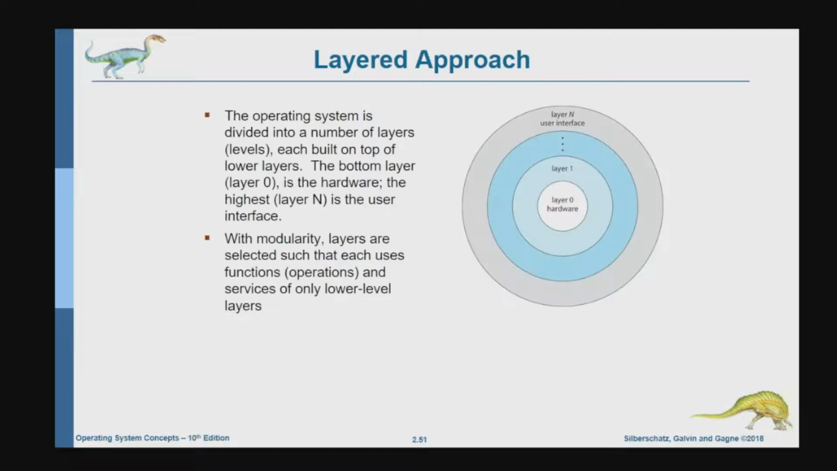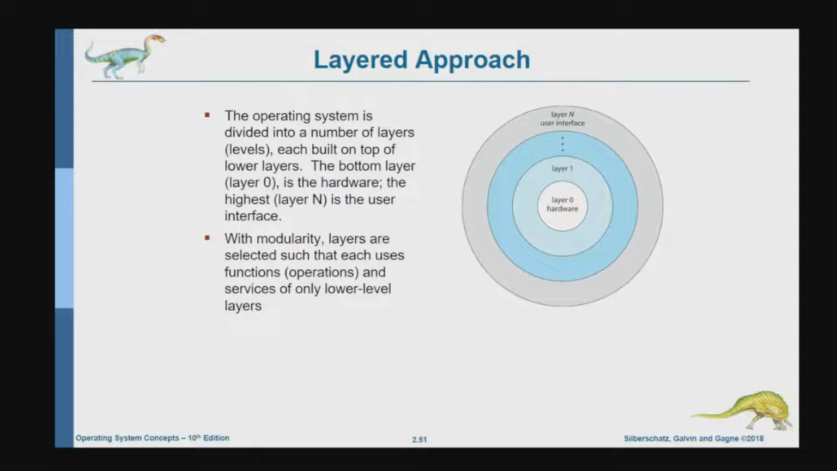For the next part, we go for the layered approach. We have four structures, right? So the third part is the layered approach. The operating system is divided into a number of layers, or levels, each built on top of lower layers. The bottom layer, layer 0, is the hardware, and the highest layer, layer N, is the user interface.